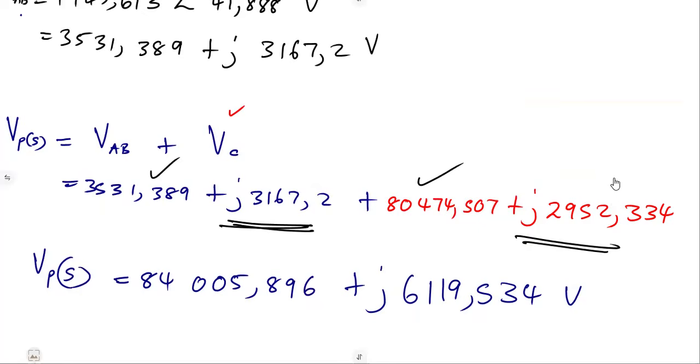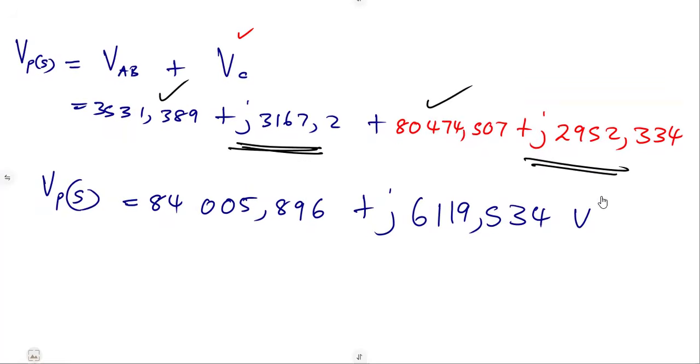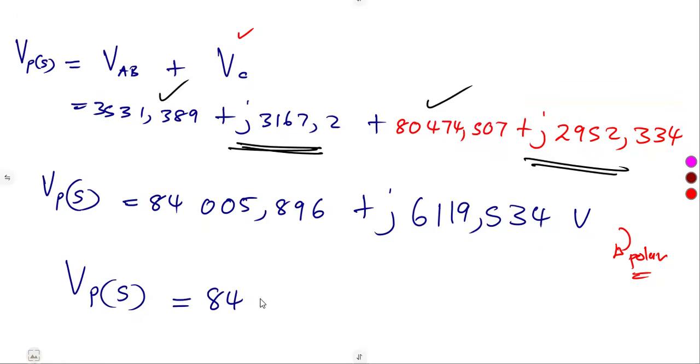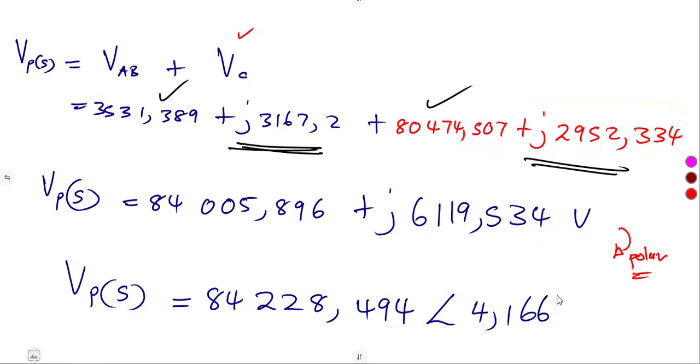But as we do understand, for us to convert this to a line value, it is best that we have this in polar form. So let's have the value for the sending end in polar form. So if we are to convert this one to polar form, it was going to be 84,228,494 at an angle of 4,166 degrees.